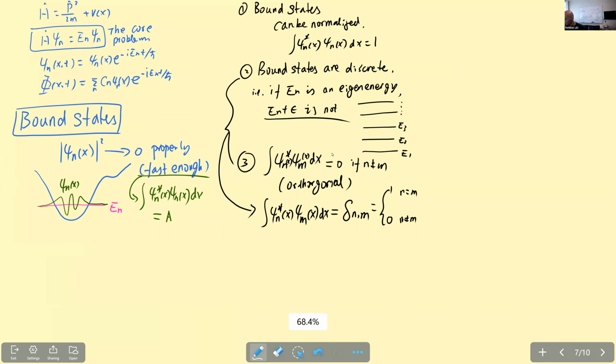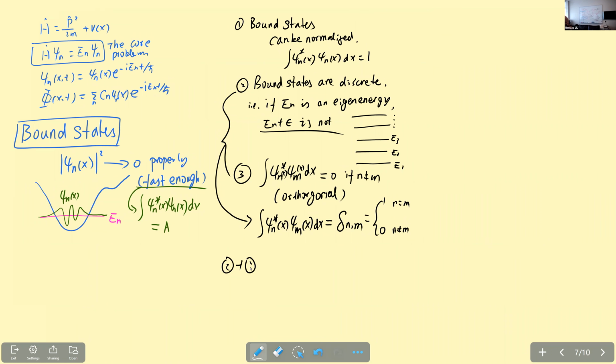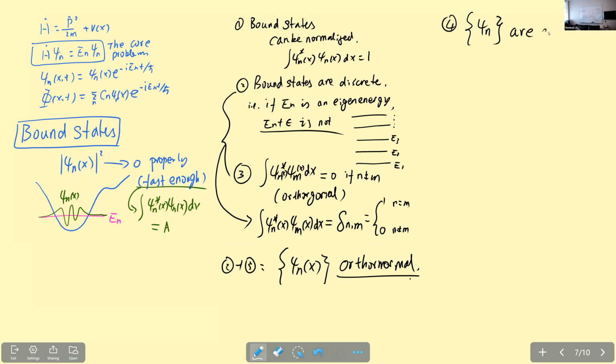So this basically means 2 plus 3 means that all these states are also called normal. Okay, they are orthogonal. They are normalized. So when we put these two together, they are also called orthonormal. But it's just a name. And there's another property that I'm not going to prove: all of these are complete.